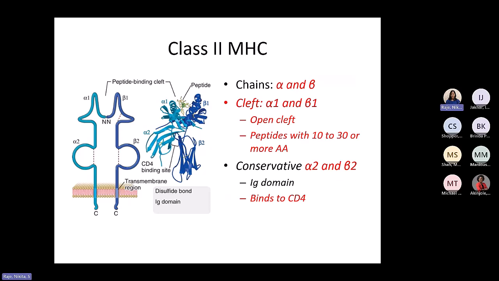Talking about class 2 MHC, it has two chains, alpha chain and beta chain. The cleft for peptide binding is formed by alpha 1 and beta 1 domains. So it's an open cleft, and the peptides that can interact with this cleft can be a little longer, 10 to 30 amino acids, or a little longer than that in length. The conservative part of the structure is the alpha 2 and beta 2 domains. They have that immunoglobulin domain shape, and these two domains will interact with the CD4 cell.